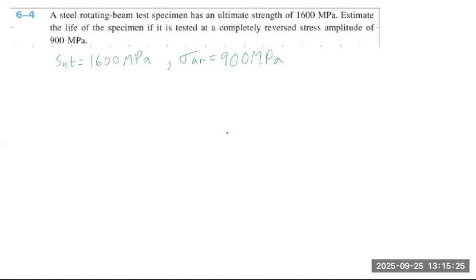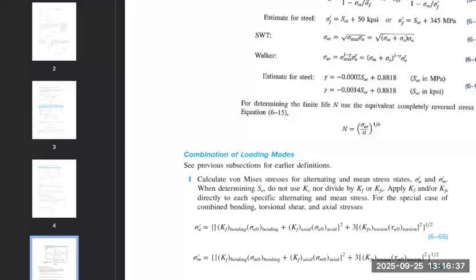We want to find the F value because to calculate the number of cycles, or N, we are going to need to know the F value. From our equation sheet, N is equal to the completely reversed stress over A, to the power of 1 over B.